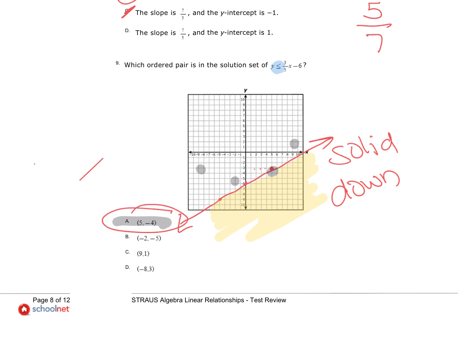The other thing that you can do is plug in each of these answer choices into the inequality. If they make the inequality true, then they are part of the solution set.